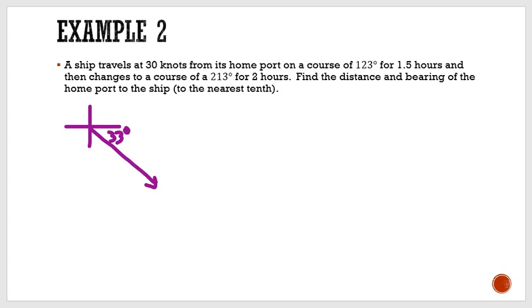Now for our first question dealing with a bearing or a heading for navigation purposes. So I'm going to break this into two parts. First, I'm focusing on the first part of his trip, the part before he makes a turn and changes course. So for right now, I'm just focusing on a ship traveling at 30 knots from his home port on a course of 123 degrees. Now remember that the bearing is starting from north and rotating clockwise. So the angle from north down to here is 123.